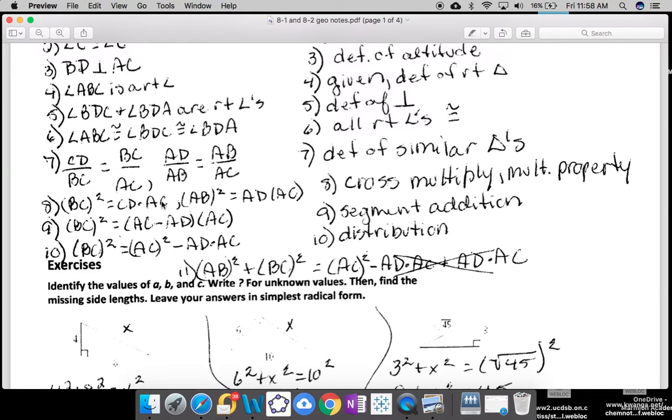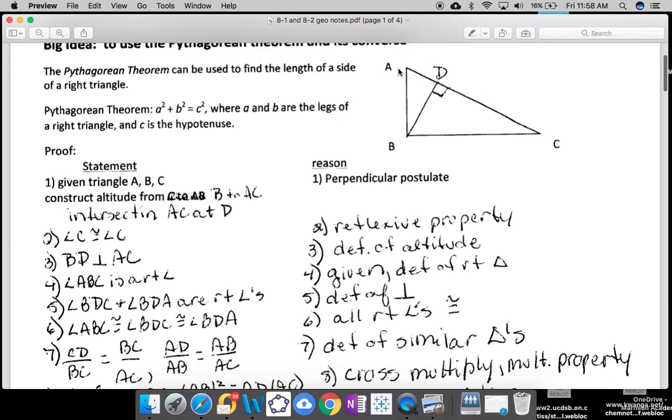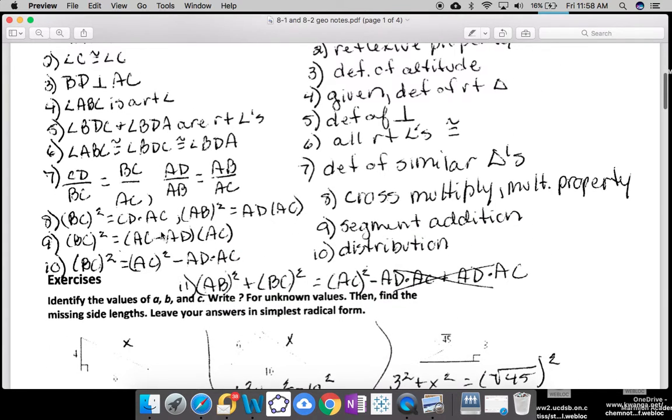I cross multiply, I use the multiplication property to get these statements right here: BC squared equals CD times AC, and AB squared equals AD times AC. This statement I leave alone. I will use it later. The first statement, I'm going to replace CD right here with AC, the whole hypotenuse, minus AD. So the big segment minus the little leaves me with DC. So I replace it right here.